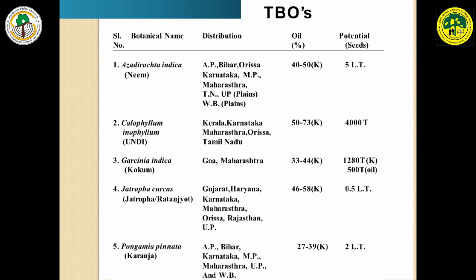Pongamia, Jatropha, Garcinia. Garcinia is found in the south part of India and in the eastern part of India, the different species. Calophyllum, as you may know, yields almost 60% of oil when extracted, the fixed oil.